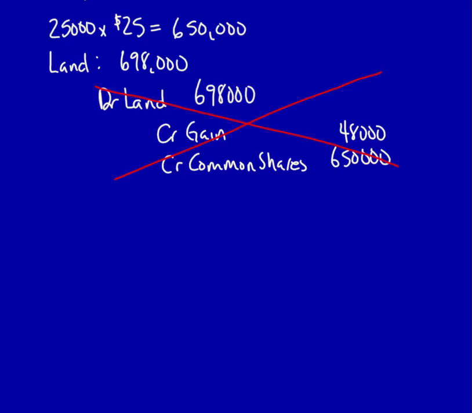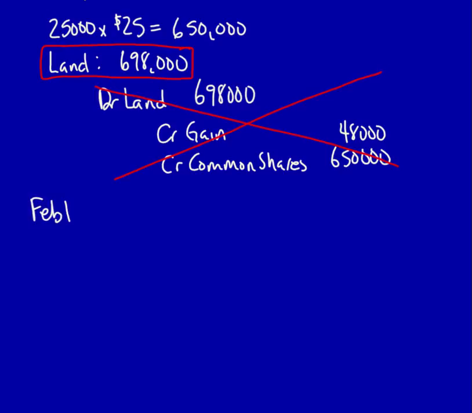Both IFRS and ASPE require companies to use the value of the asset received unless that amount is not determinable. If that amount is not determinable, you can use the value of the shares given up. The value of the land here is clearly given. This is the fair value of the land. It is determinable. Because it's determinable, we must do the entry using the fair value of the land. Therefore, the entry is as follows.